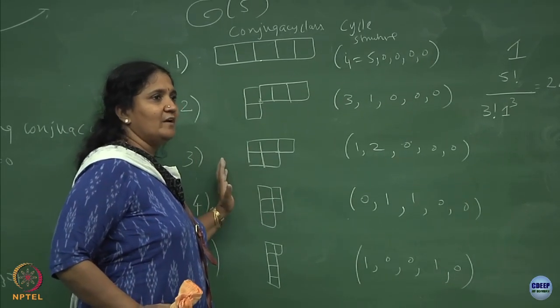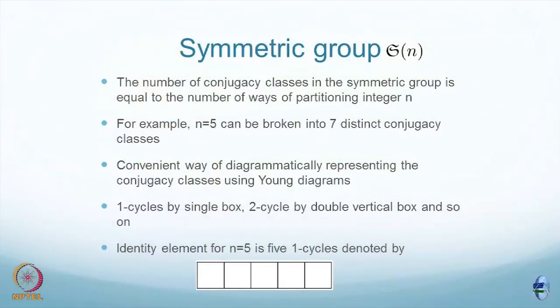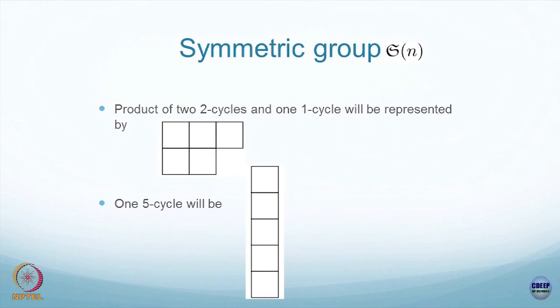You stack the double vertical box to the left hand side, stack the triple vertical box next to it, and so on. Okay. So, this is the universal convention which we follow. So, please do not violate this. So, you replace 1 cycle by single box, 2 cycle by double box, and so on. Identity element is five 1 cycles, which is denoted by 5 single boxes, and the product of 2 2 cycles and 1 1 cycle will be, now it is clear to all of you, just for summary I have put it here, and a 5 cycle will be this.